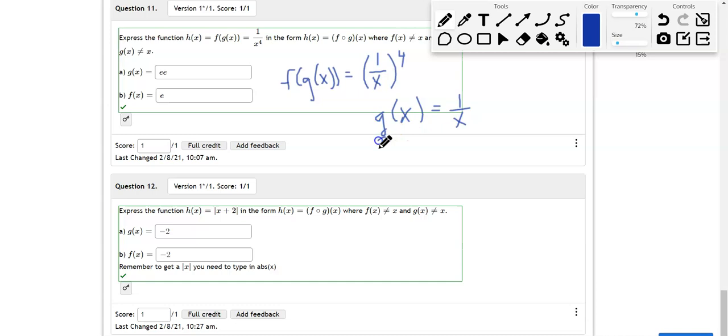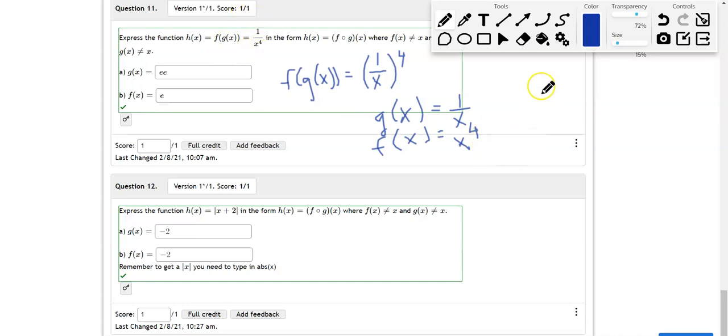And then f is the function that we get if we replace the entire set of parentheses with an x. So notice if I replace the entire set of parentheses with an x, we get x to the fourth. So we got two functions now, and we can always check and make sure that when we compose them together, they give us this right here.